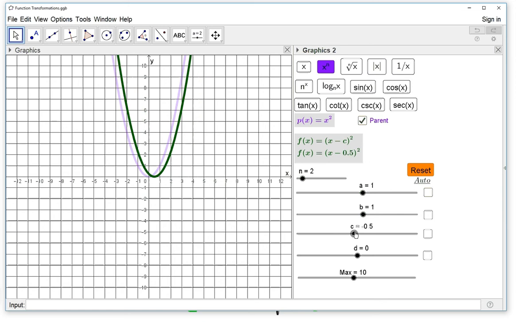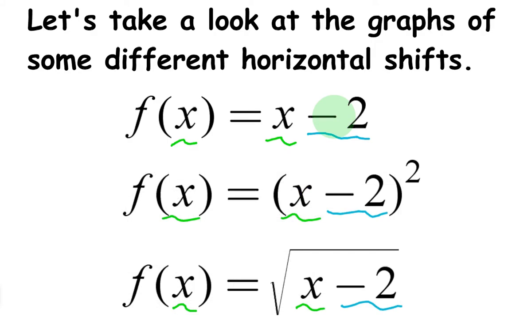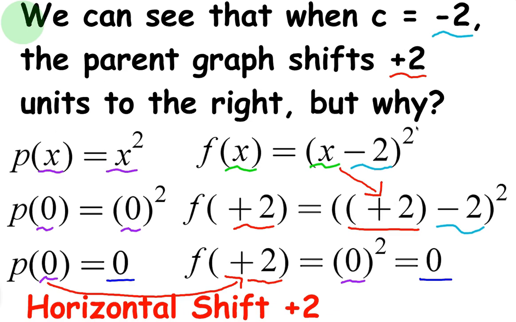Okay, well, for our next example, we're going to do square root of x. We're going to subtract 2 from x and take the square root of that quantity. And again, we can see that it shifts 2 units to the right even though we subtracted 2 from x. In other words, the parent jumped 2 to the right to end up at the transformed function. I want to show you some reasons for why that is. We can see that when c is negative 2, the parent graph shifts 2 units to the right.